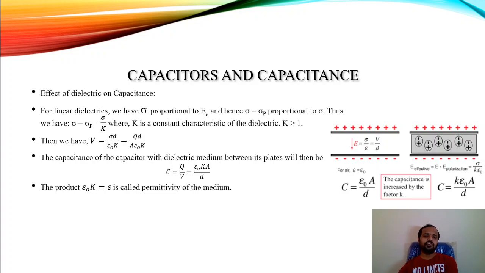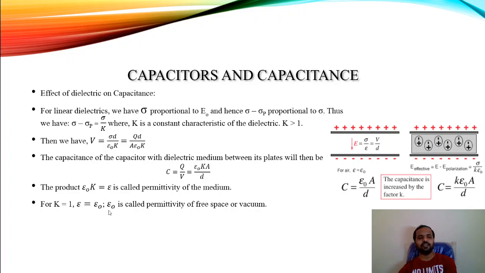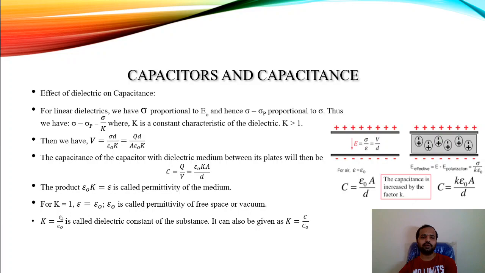Now from this we also have a relation between epsilon naught and epsilon. We can see that epsilon naught into k becomes equal to epsilon, which is called the permittivity of the medium. We have already discussed that at k equals 1, epsilon becomes equal to epsilon naught, which is nothing but the permittivity of free space or the vacuum. The dielectric constant can also be given as the ratio of the absolute permittivity, or the permittivity of the medium, by the permittivity of free space, and it also gives us the relation between the capacitance of the capacitor with the dielectric medium and without it.